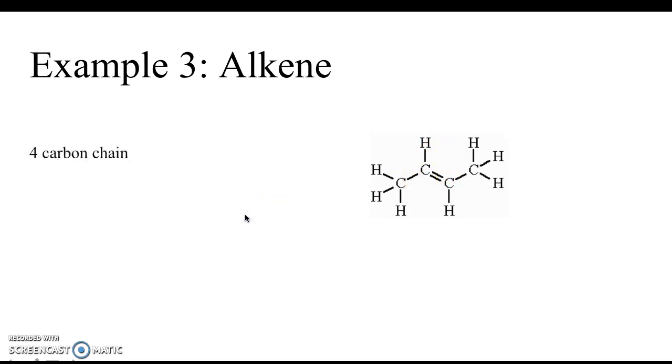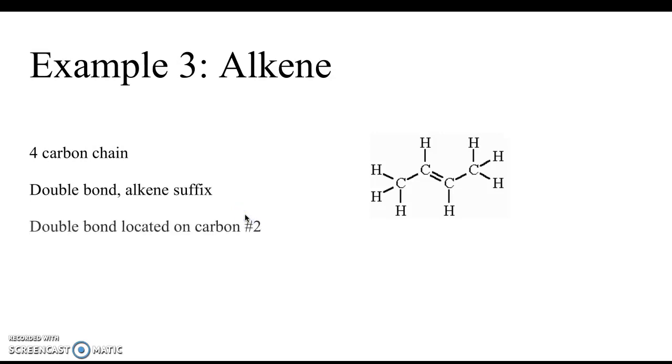So we have a 4-carbon chain, which makes this "but-". Double bond ending, so we have "-ene" as our ending. The double bond is located on carbon number 2, which makes this 2-butene. Again, the number 2 tells us where the double bond is. "But" tells us 4 carbons. "Ene" tells us there's a double bond on carbon number 2.